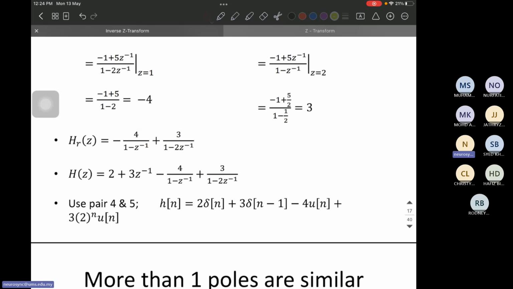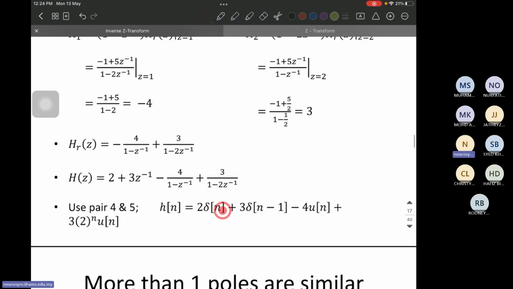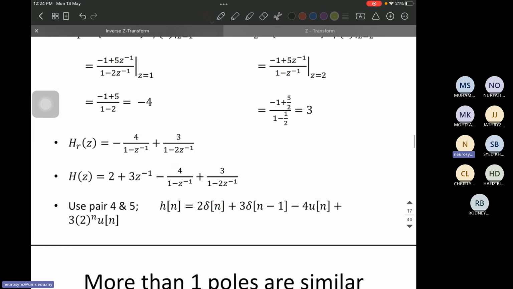So for 2, we know that this is 2 into delta of n plus 3 delta n minus 1. Now this minus 4 we will keep outside. This is nothing but the z transform of u of n, right? So this we can write u of n. And this is the z transform of what? This is the z transform of 2 to the power n u of n, where a is 2, and plus 3 we will keep outside. So you should use this right-sided signal z transformation.